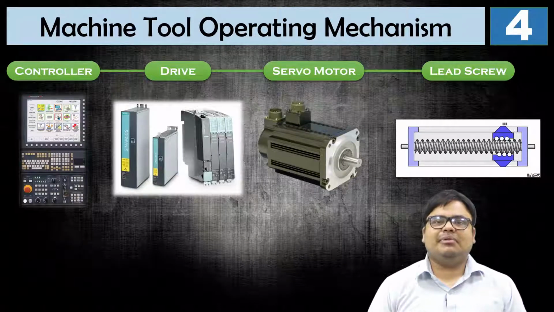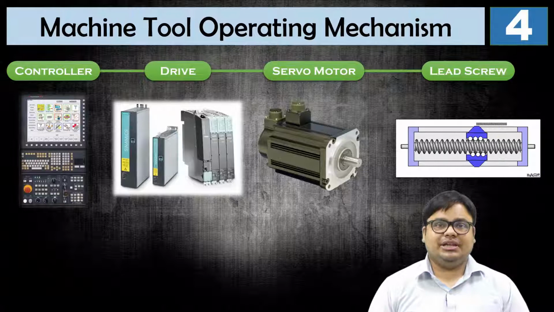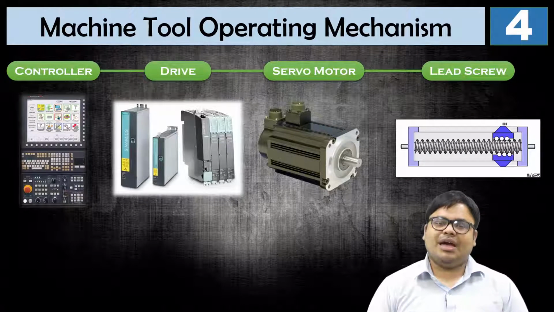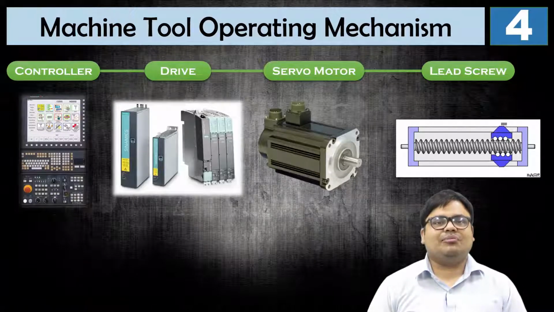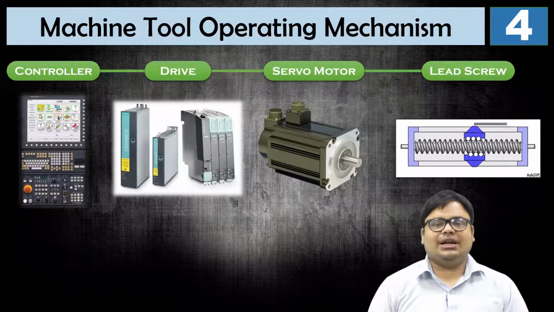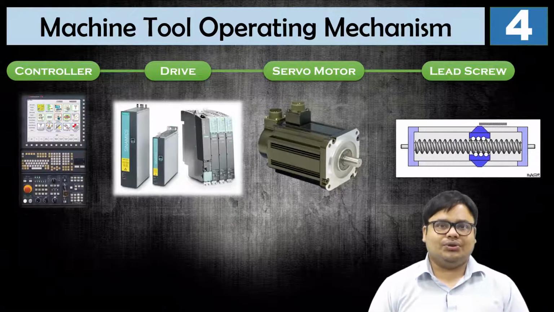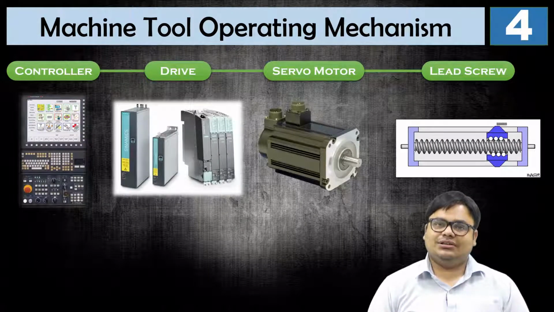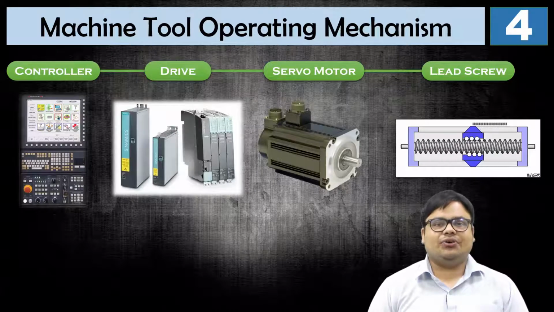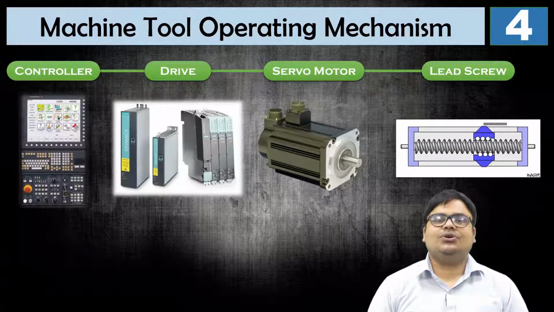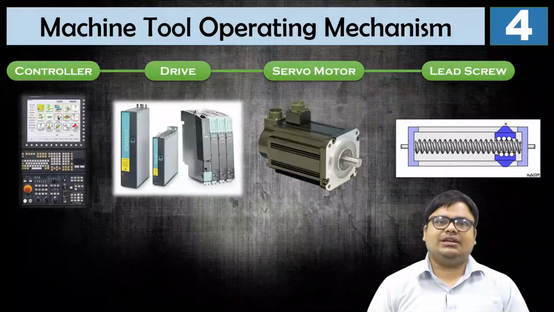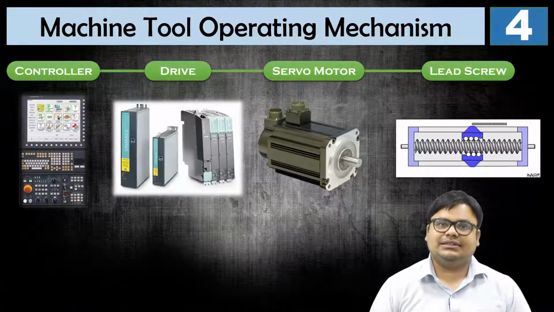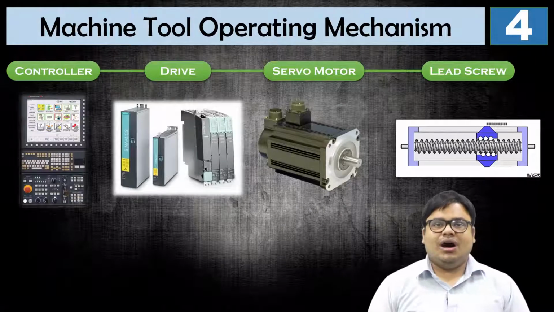So this is the ultimate process of how a CNC milling machine works. First of all, from a drawing we need to do the programming, and the program is inputted to the controller, and from the controller the instruction goes to the motor drive, and from the motor drive the instructions go to the servo motor, and the motor rotates the lead screw, and the lead screw moves the axis. On the lead screw the axes are attached, and it moves the axis. So that was the working method.